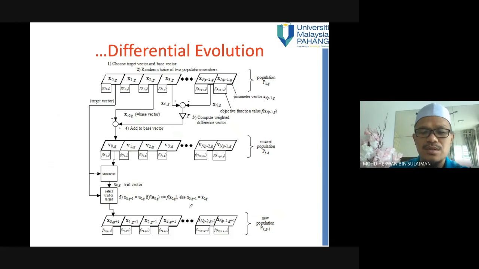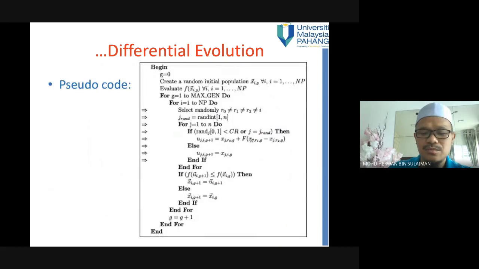Okay, this is what happens in differential evolution. So choose the target vectors and then a random choice of two population members. This is the population, and then number 3, compute the weighted difference vector and add it to the base vector, and then you apply the mutation, then the crossover, and then you do the selection. Okay, and then this is the new population. I think we will look into the details. This one is the code, when we want to implement the DG problem using differential evolution, later after your test.